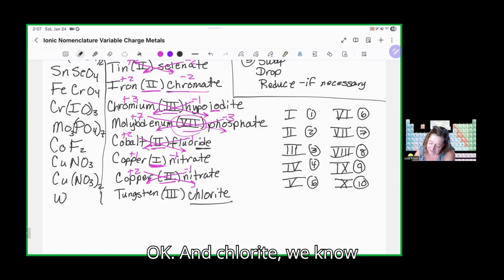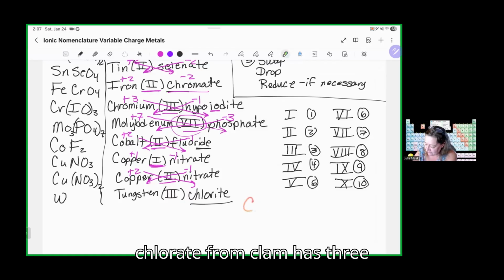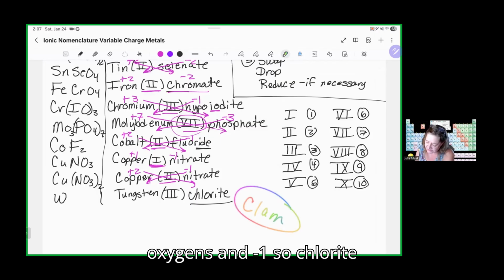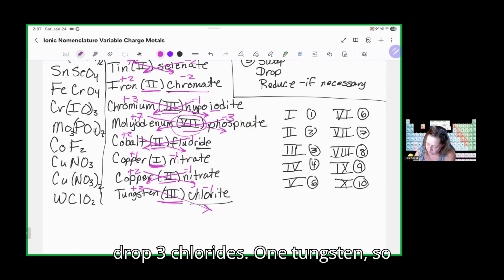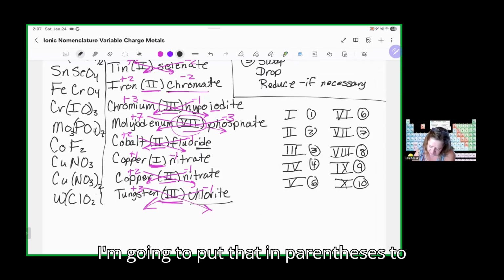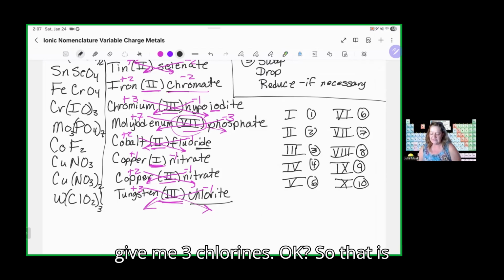Okay, and chlorite, we know chlorate from clam has 3 oxygens and a -1. So chlorite, 1 less oxygen, so 2 oxygens. He's a -1. Our name on tungsten told us we're a +3. Swap and drop: 3 chlorites, 1 tungsten. So I'm going to have to put that in parentheses to give me 3 chlorites.